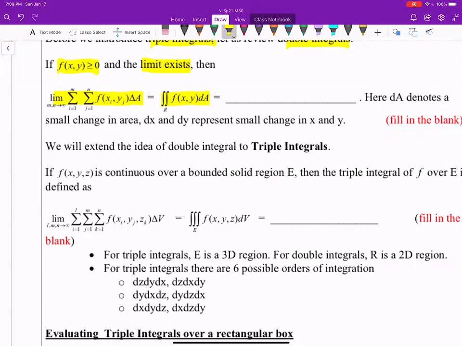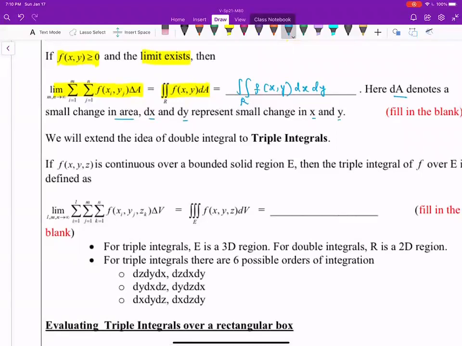So this can also be written as f of x y dA. We normally write dA as either dy dx or dx dy. We all know that. This is what we had been doing in the previous sections. Here, dA denotes a small change in area, and dx and dy represent small changes in x and y.